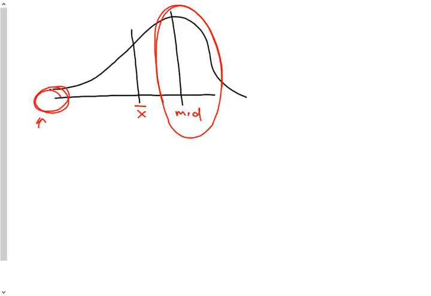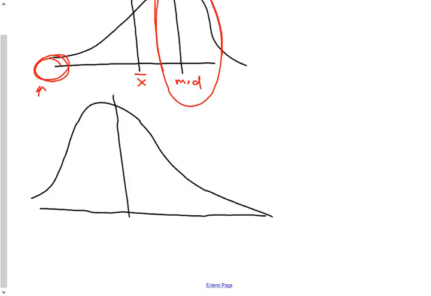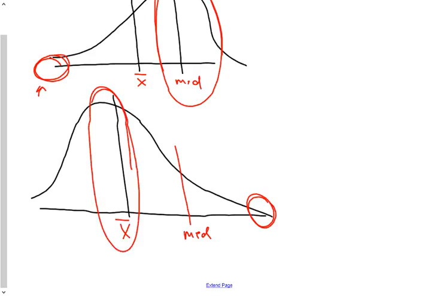The other way that this can happen is when somebody scores 100 here, when in actuality, most of the scores were lower.